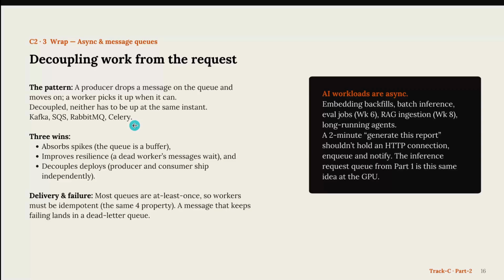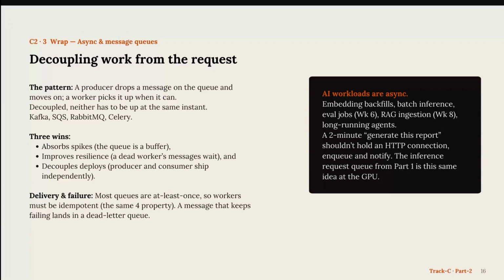Most queues are at-least-once, as in you have to send the request at least once. So the workers must be idempotent. You remember the property that we talked about in idempotency? You should not have double charging if you're running the request twice. And a message that keeps failing lands in a dead letter queue. So a request that keeps failing will be put in a dead letter queue and it will never be processed. So these are some challenges.